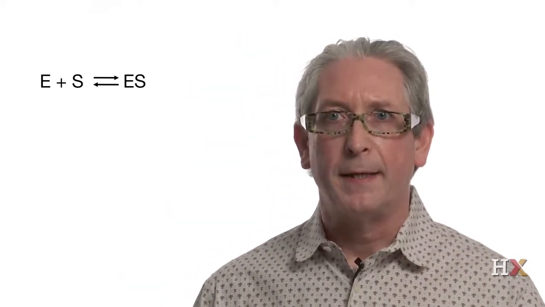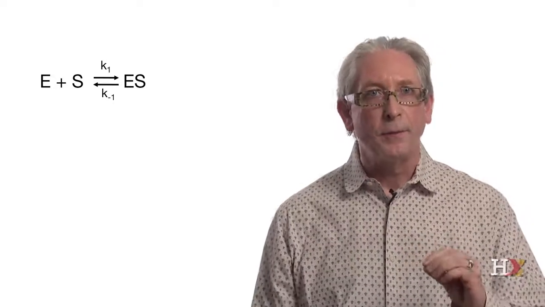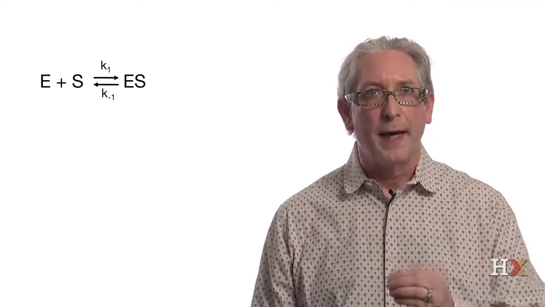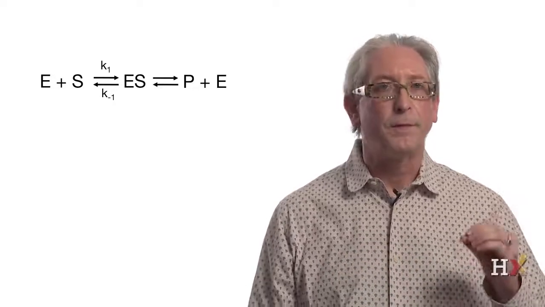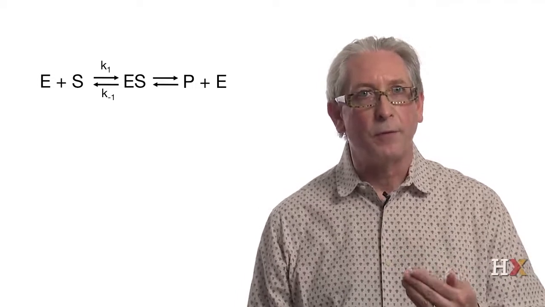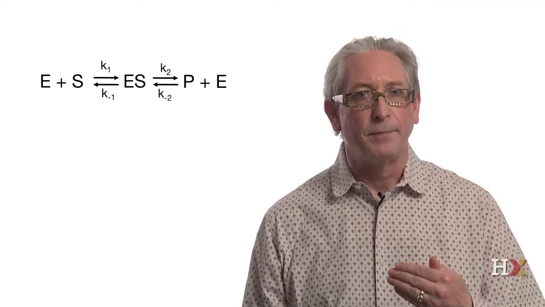If we look at the steps of the reaction, the enzyme first reacts with a substrate to form an enzyme-substrate complex. This reversible reaction has constant rates, which are K1 for the forward and K-1 for the reverse. Then the substrate on the enzyme is converted into a product, and we have a release of the product plus the free enzyme. This reaction is also reversible with rate constants K2 and K-2.